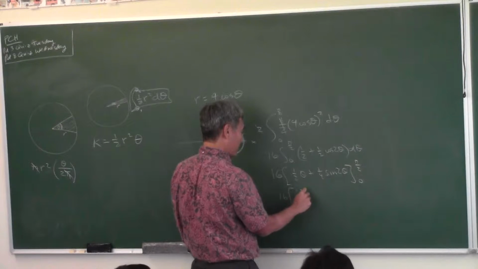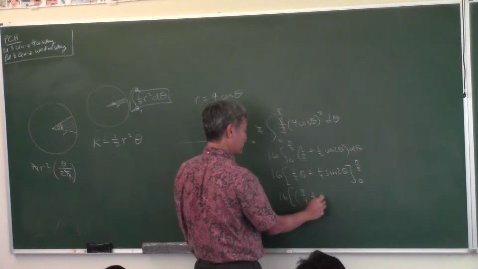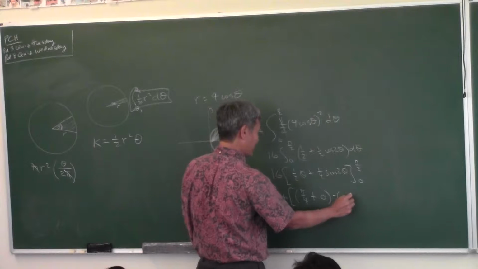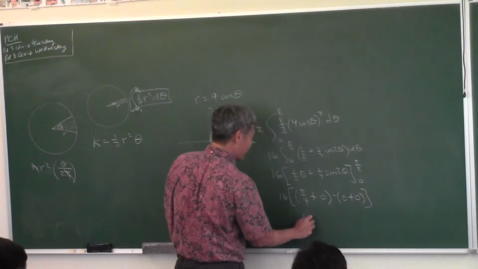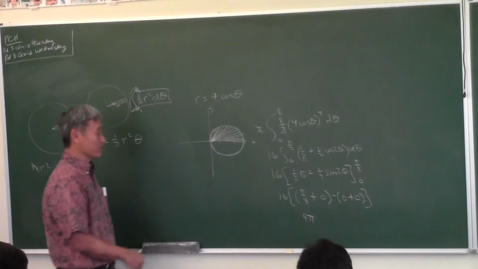1/4, pi over 4. Pi over 4 plus. You know, I can do this in my sleep. Can you guys do it when you're awake? No. So you get 4 pi, which is what you're supposed to get.